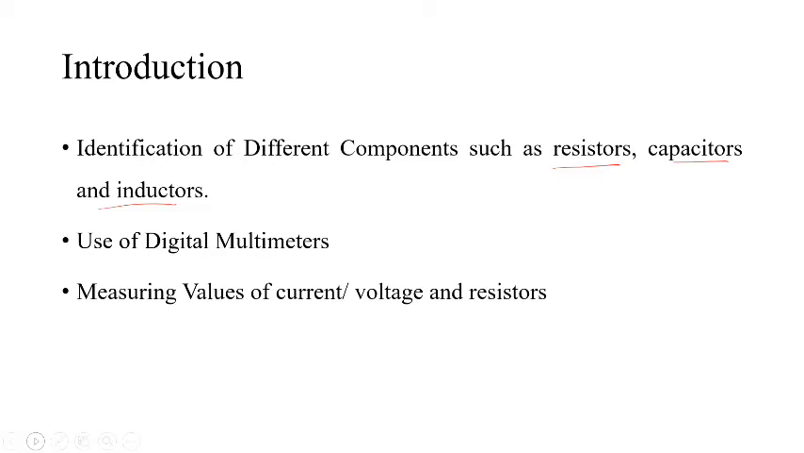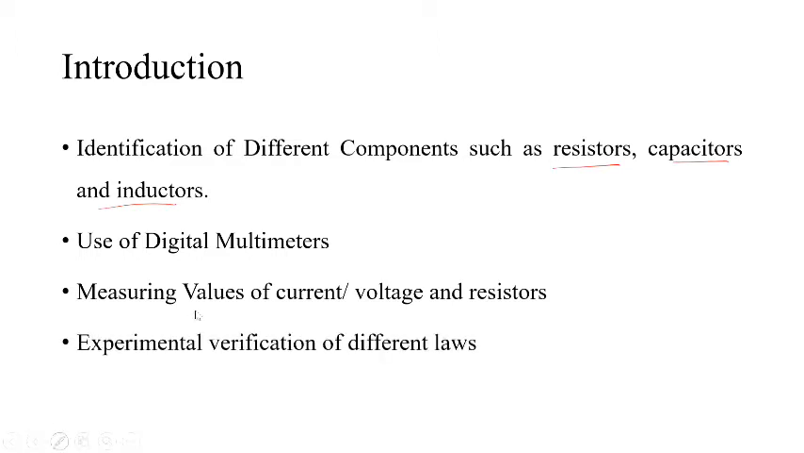Thirdly, we'll utilize that multimeter, or you can say your voltmeters or ammeters, for the measurement of current, voltages, and resistance. And lastly, we'll see the experimental verification of different laws. So let's consider our first prerequisite, which is identification of carbon resistors.